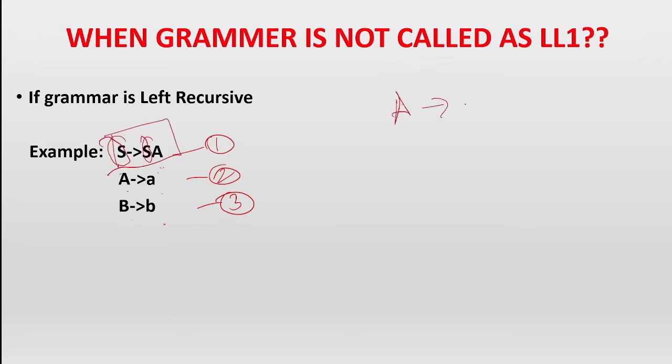Similarly, if it is like this, A → A A, then in this case it is left recursive. Why? Because on the left hand side this A is the variable, and on the right hand side also, at the first place, this A is there. So here production numbers 2 and 3 are not left recursive, but production number 1 is left recursive. Hence your grammar becomes left recursive and it is not an LL1 grammar.